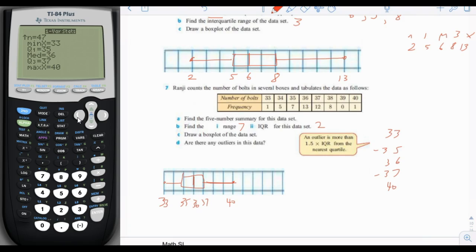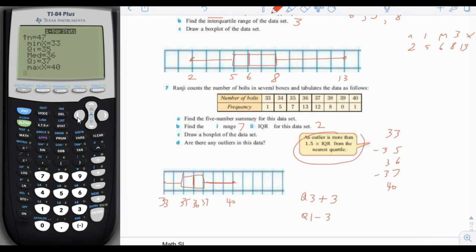Okay, and then are there any outliers in the data? So how do we figure out if it's an outlier? Well, it's more than 1.5 times IQR from the nearest quartile. So what is the IQR again? It's 2, so 1.5 times the IQR is going to be 3. So is there something outside of Q3 plus 3 or Q1 minus 3?